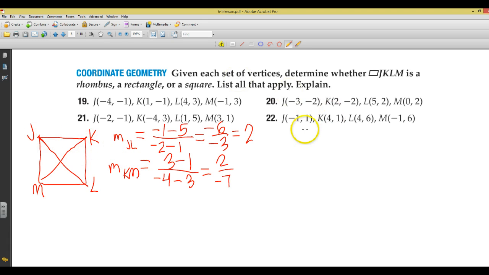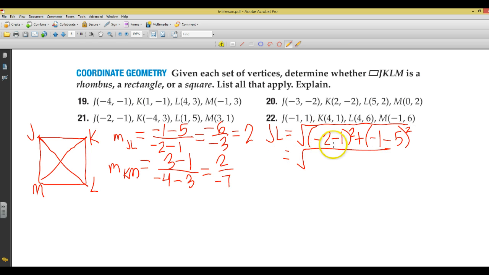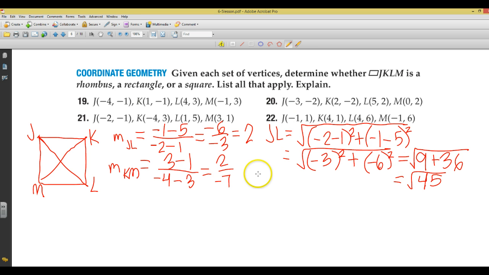So the length of JL. So for J and L, my x's are -2 and 1. And for J and L, my y's are -1 and 5. And my length is the square root of 45. So let's see if the length of KM is the same.